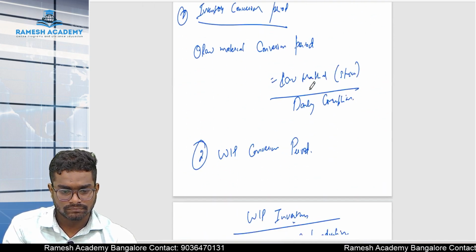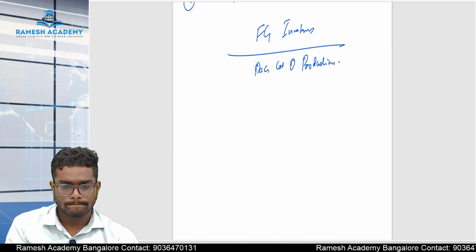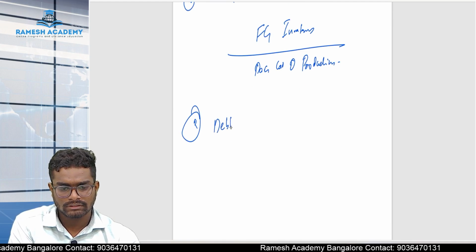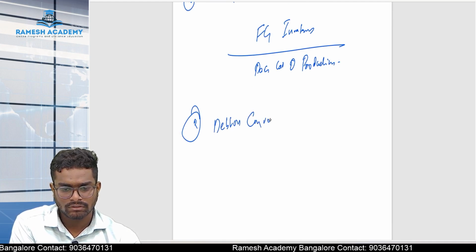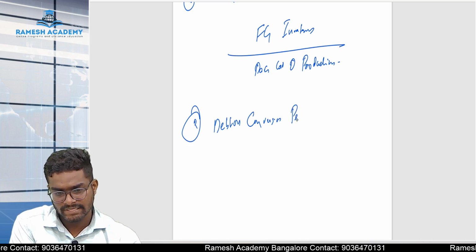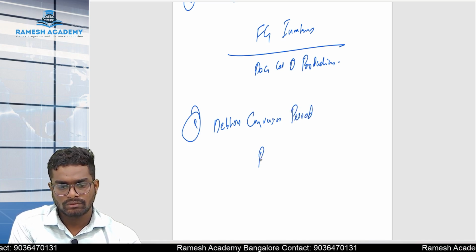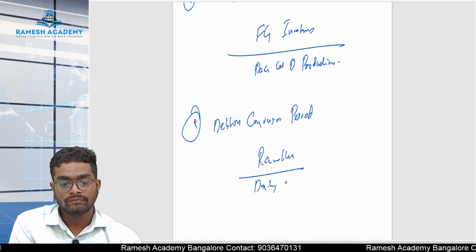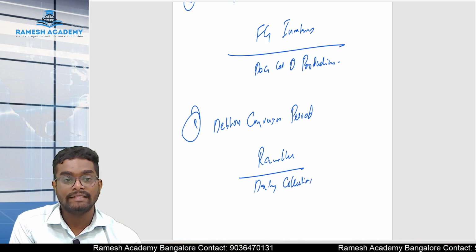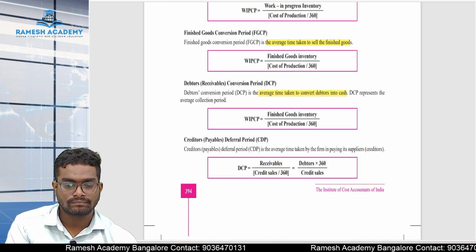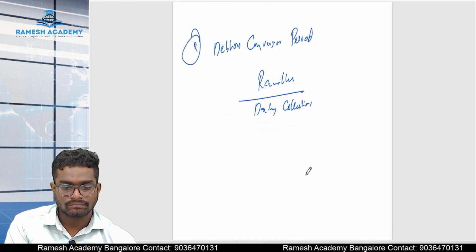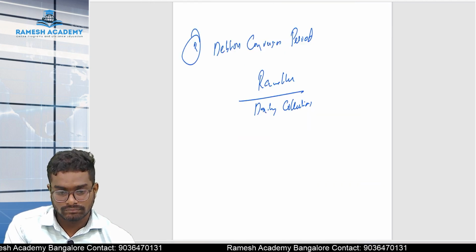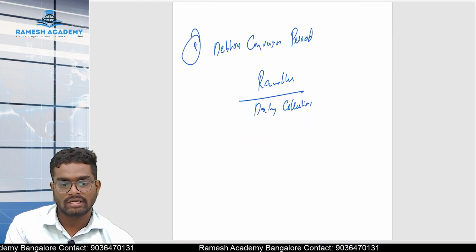I'll take it as part 2, debtors conversion period. So the receivables divided by the daily collection, which means how much you are collecting daily. Okay, that is the time taken to convert it into cash. So how much you will collect daily.